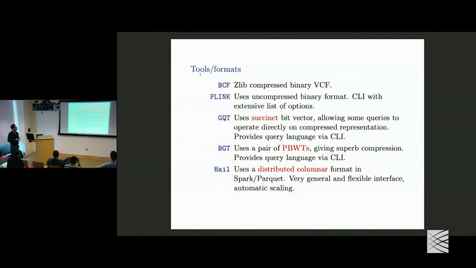So I'm going to compare with some formats for storing and processing variant data. A lot of these were developed here. BCF is just a straightforward Zlib compression of the binary encoded VCF. Plink uses an uncompressed binary format, so we expect that to be a bit bigger. GQT uses a clever succinct bit vector compression, which allows us to operate directly on the compressed representation for some operations. BGT from Heng Li uses a pair of PBWTs to get really superb compression of the data. And Hail, which I'm sure you're all familiar with, uses a distributed columnar format, which allows it to easily distribute computations over a huge cluster. So it's a real win.